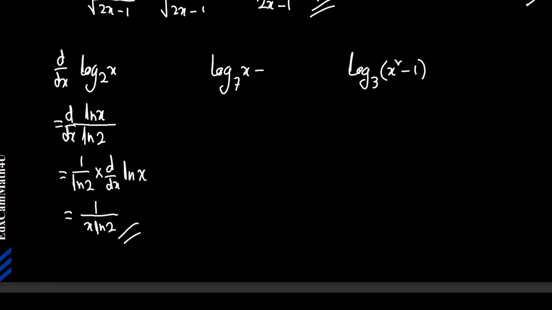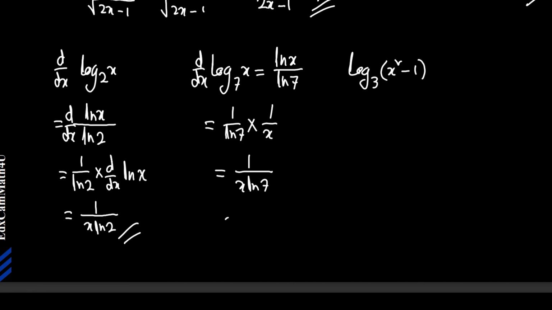In the same way we can break it down as ln x divided by ln 7. So for the differentiation, we write 1 by ln 7 first, then differentiating ln x we get 1 by x. So we can write it like 1 by x ln 7. Make sure that those two terms are different. It's not the same term, ln 7 is not multiplied with ln x. So this is our answer to this question.